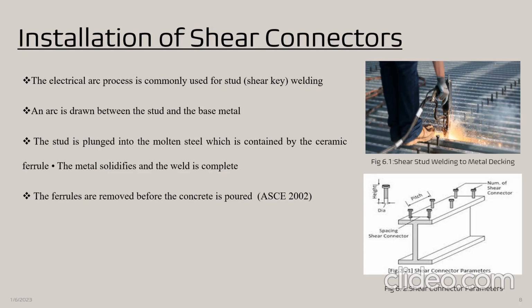Installation of shear connector. How is a shear connector installed with base metal? The electrical arc process is commonly used for shear connector welding. An arc is drawn between the stud and the base metal. The stud is plunged into the molten steel which is contained by the ceramic ferrule. The metal solidifies and the weld is completed. The ferrules are removed before the concrete is poured, as per the American Society of Civil Engineers 2002.